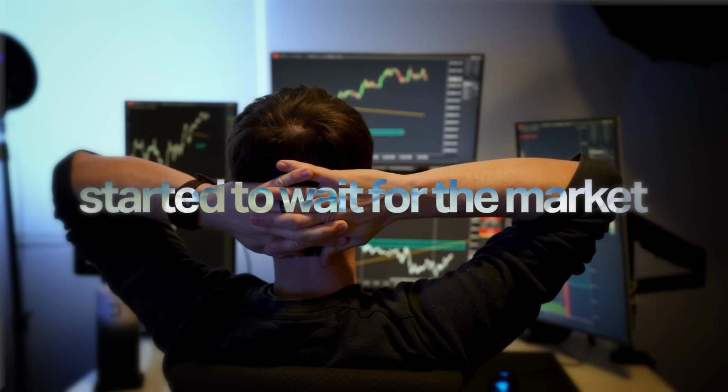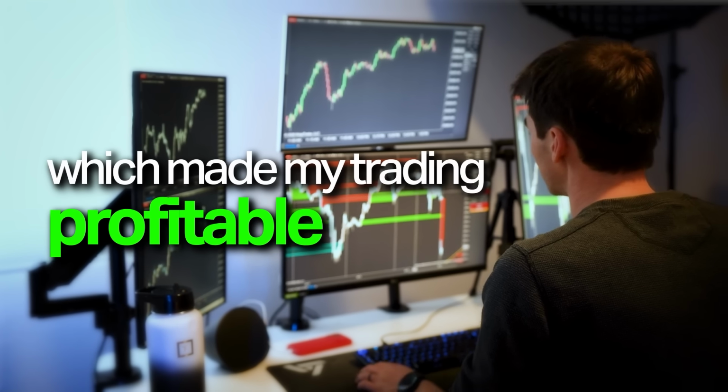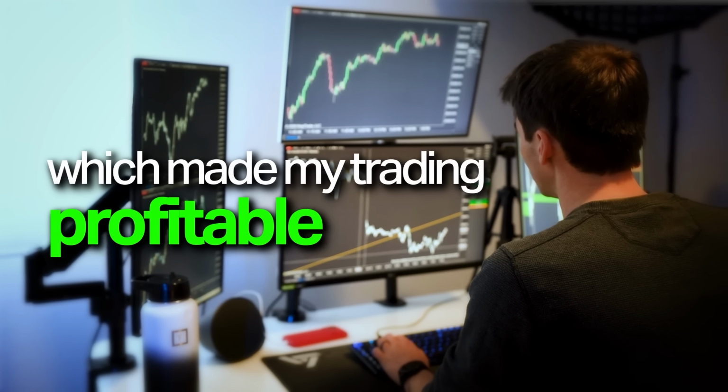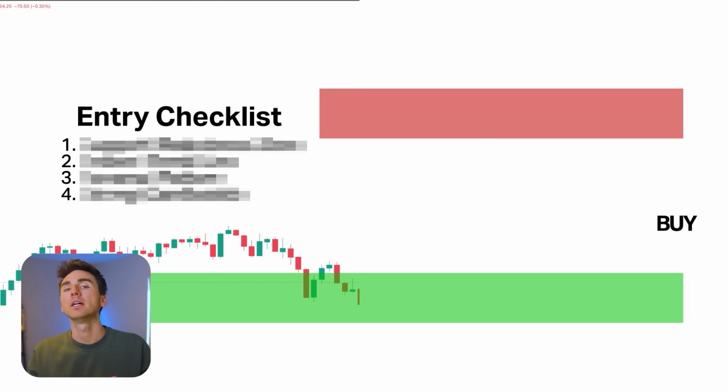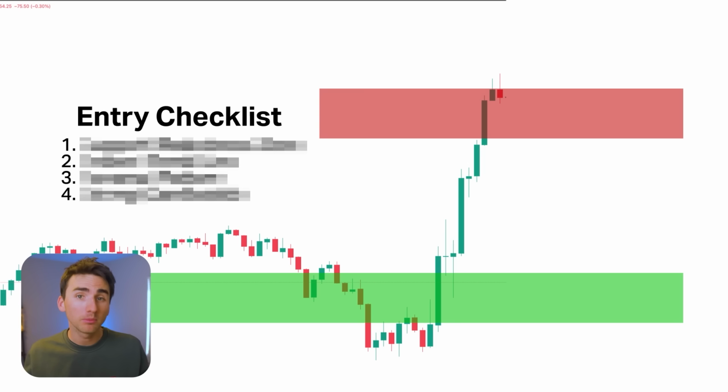This shift completely changed my trading. Instead of being reactionary to the market, I started to wait for the market to come to where I want it, which made my trading way more profitable. So when it gets to a key area that I think the market could reverse, I just have a simple step checklist I use every time to confirm whether to get in a trade or not, rinsing and repeating this every single trade and day.